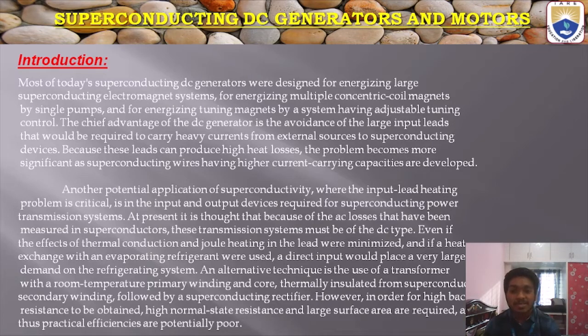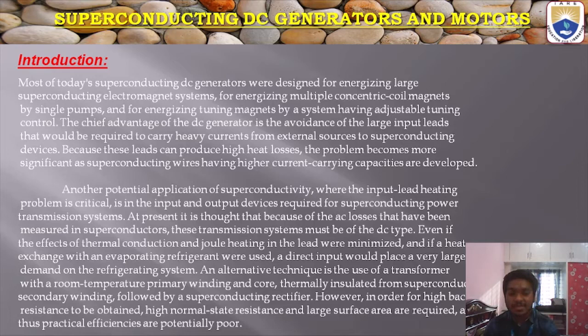As superconducting wires with higher current carrying capacities are developed, superconducting DC generators or motors will carry higher current, so that there may be more loss. Another potential application of superconductivity, where the input lead heating problem is critical, is in the input and output devices required for superconducting power transmission systems. At present, it is thought that because of AC losses that have been measured in superconductors, these transmission systems must be of the DC type, even if the effects of thermal conduction and joule heating in the lead wire are minimized.